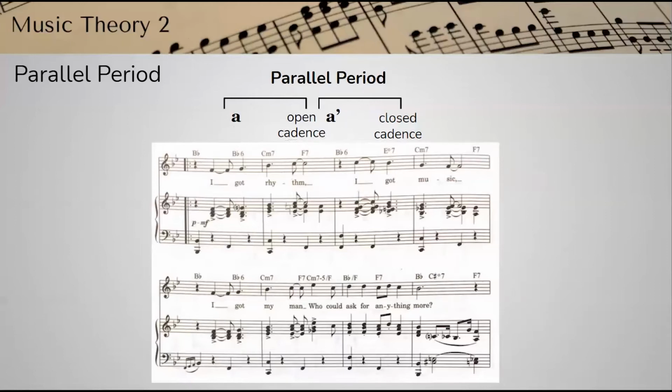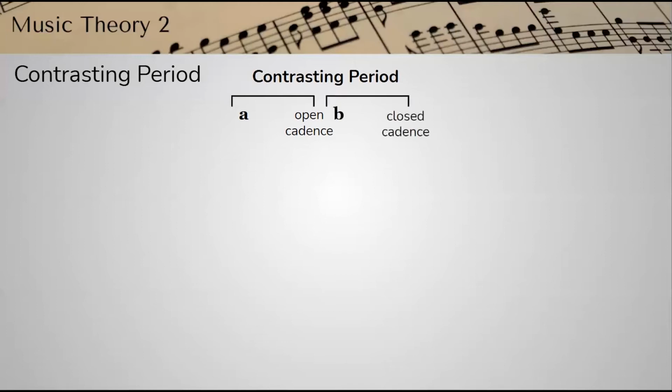Now let's look at another example, and this is an example of what's called a contrasting period. And in a contrasting period, again, we have two phrases that are related in some way. They have some kind of antecedent, consequent, question and answer, or call and response kind of relationship, right? And the first one, of course, is always called A, and it's an open cadence, so that's similar to what we had before. But then the second phrase is completely different, right? It is not related to the first phrase in any significant way, but it also ends with a closed cadence. So a contrasting period is a period where the two phrases are not related in any way.